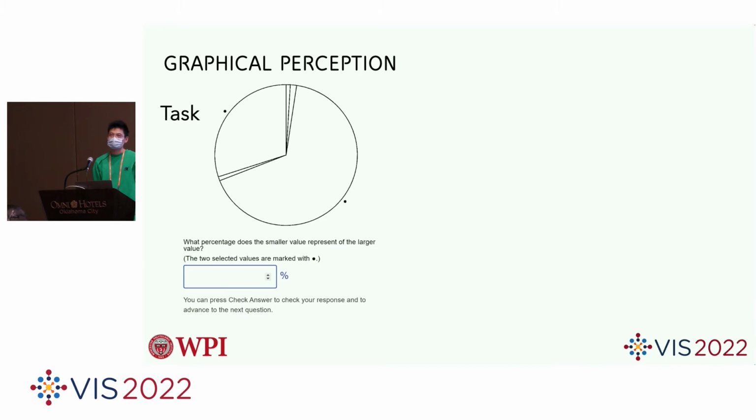Probably the most classical one is Cleveland and McGill's graphical perception experiment. The task is quite simple. We show a chart to people and highlight two components, one smaller and one larger, and ask the question: what percentage does the smaller value represent of the larger value? The answer ranges from 0 to 100.